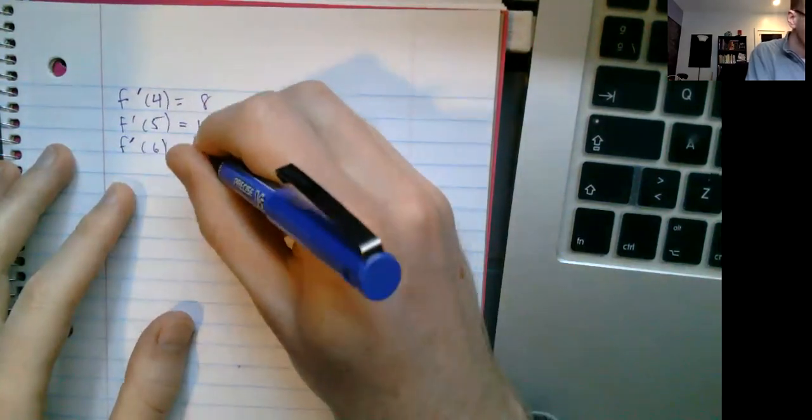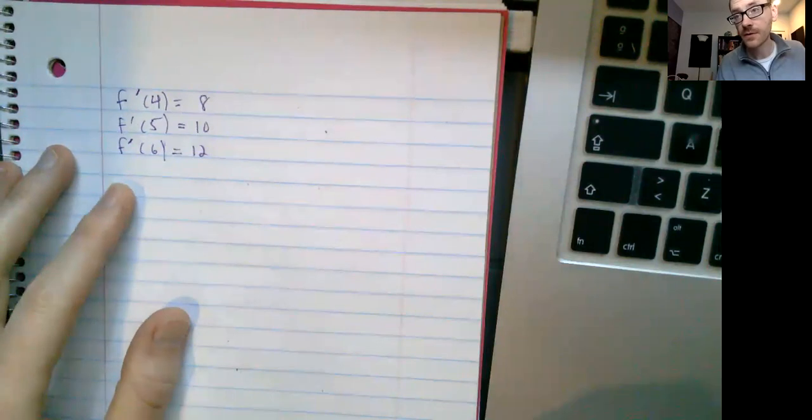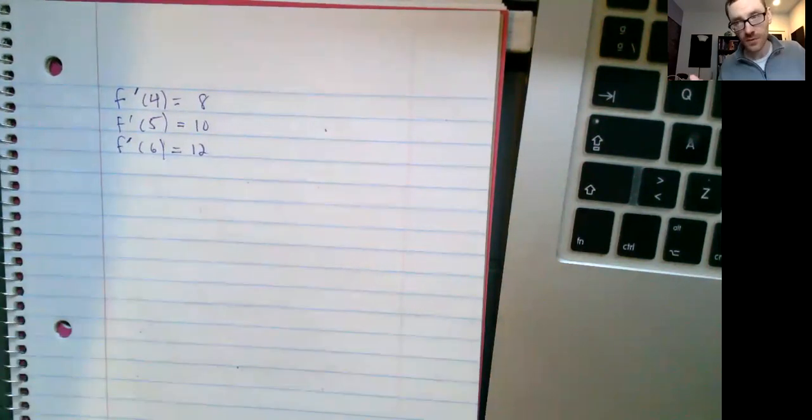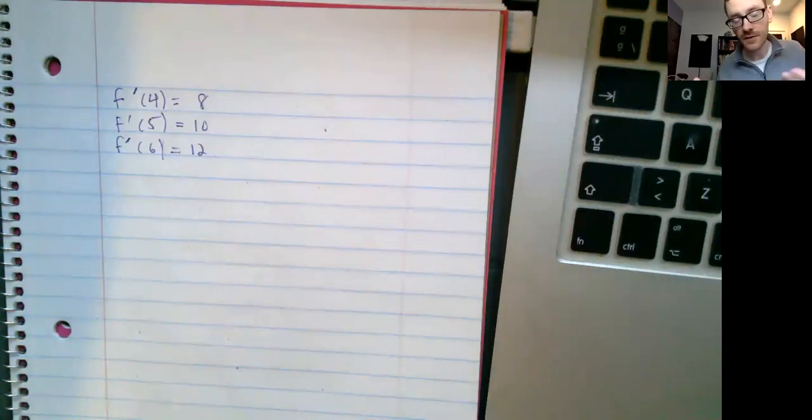So if you had to guess what's f prime of 6, you'd probably guess 12. And that actually turns out to be true. If you crank through the whole problem using 6, you'll get 12. And f prime of 7 is 14, and so on. And with this in mind, it's pretty clear that we can generalize this.